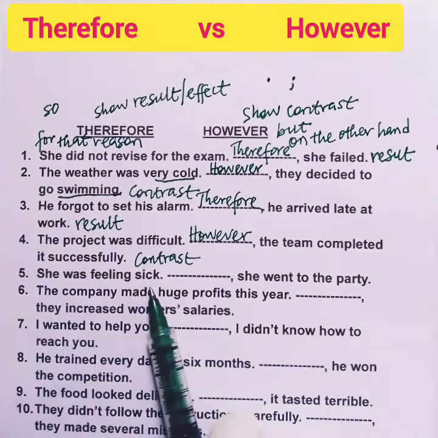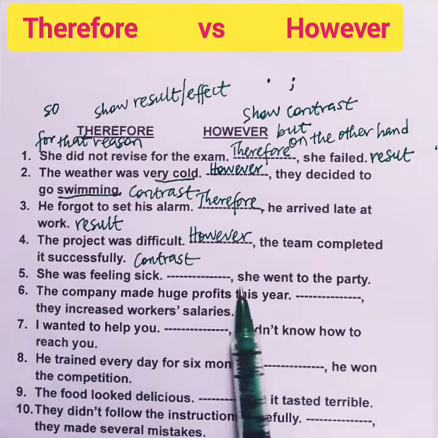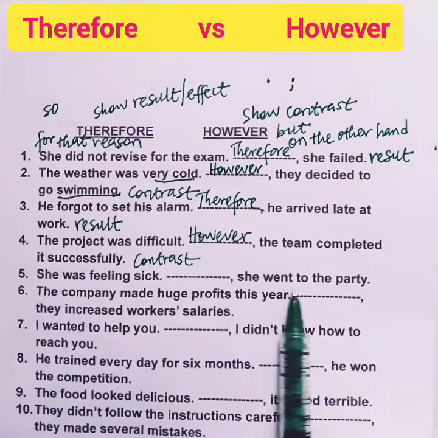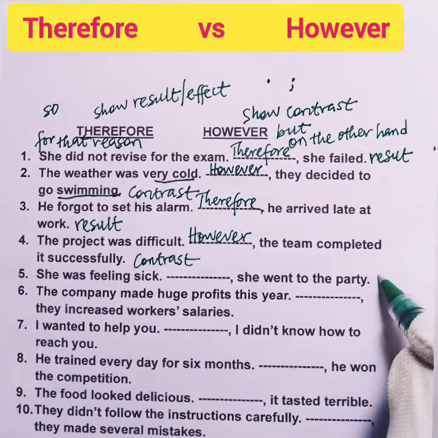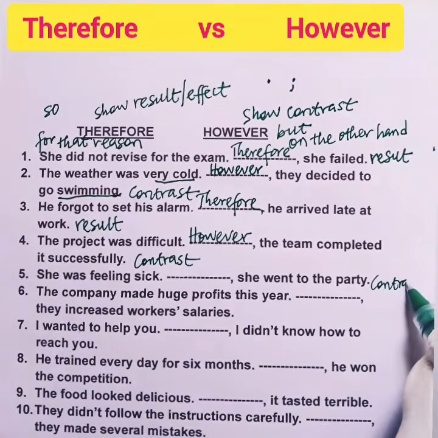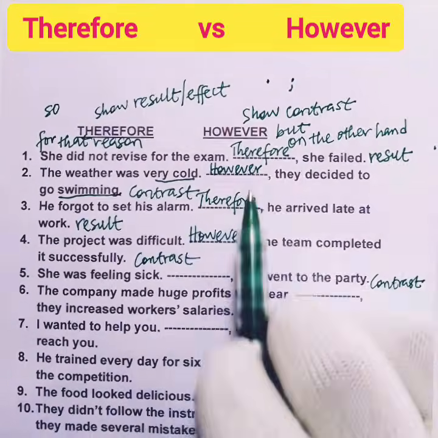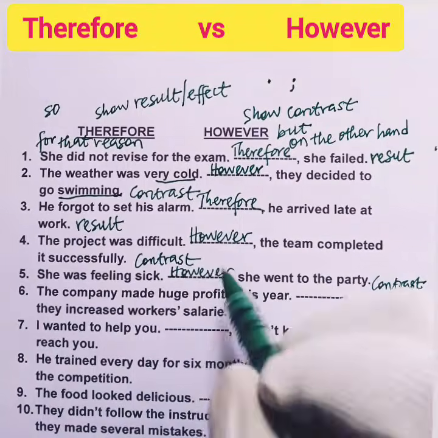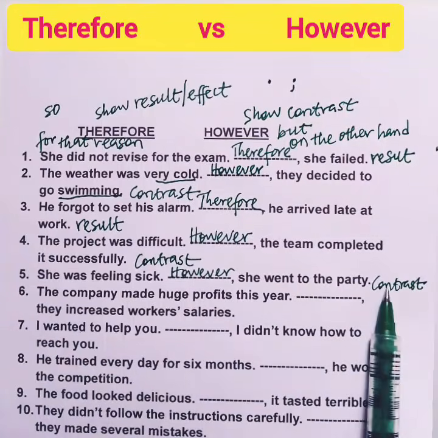5. She was feeling sick, blank, she went to the party. Here, someone is feeling sick and still went to the party. That is opposite. So this is opposite or contrast. The correct word to use here is however. She was feeling sick, however, she went to the party.